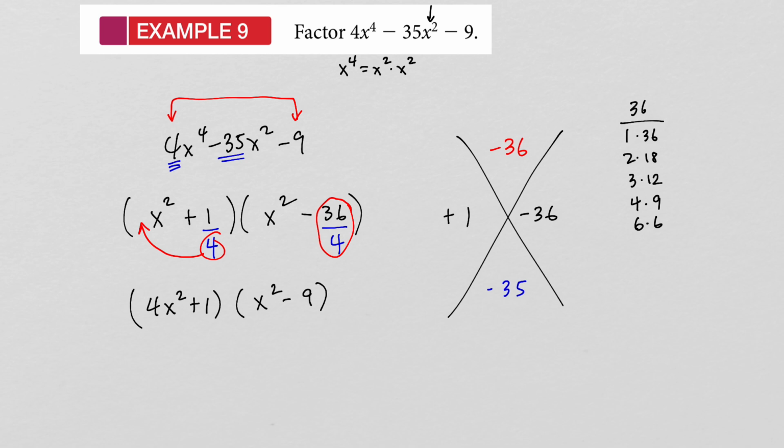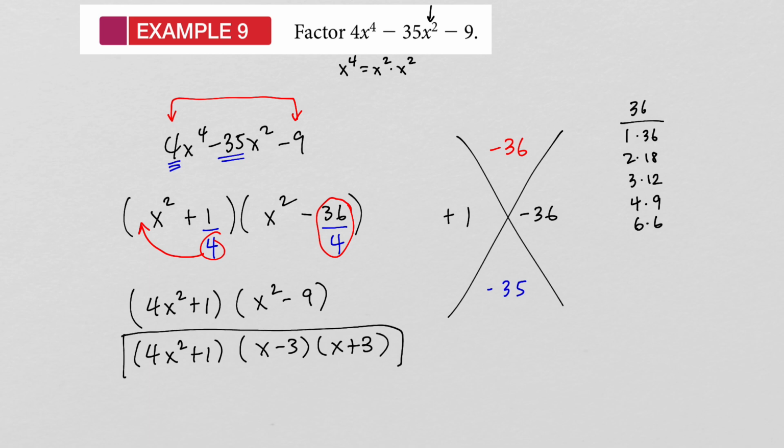And then we just ask ourselves, can we factor this anymore? The answer is no. This is the sum of two squares, so this stays. But x squared minus 9 can be factored into x minus 3 times x plus 3. Once again, that's a difference of two squares. And this is the complete factorization.